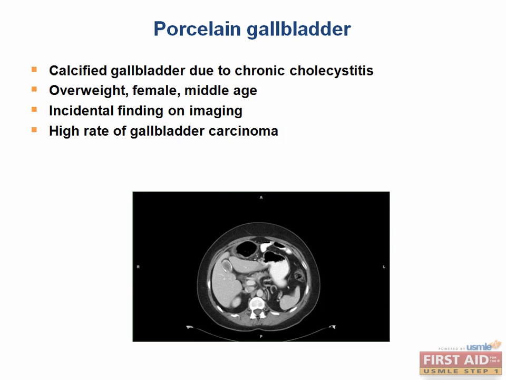Now, let's talk about porcelain gallbladder, which you might have heard of. Calcification of a gallbladder can be due to chronic cholecystitis. This happens mainly in overweight female patients of middle age, and it is usually found incidentally on imaging, which you can see here. There is an association with high rates of gallbladder carcinoma, so prophylactic cholecystectomy is recommended.